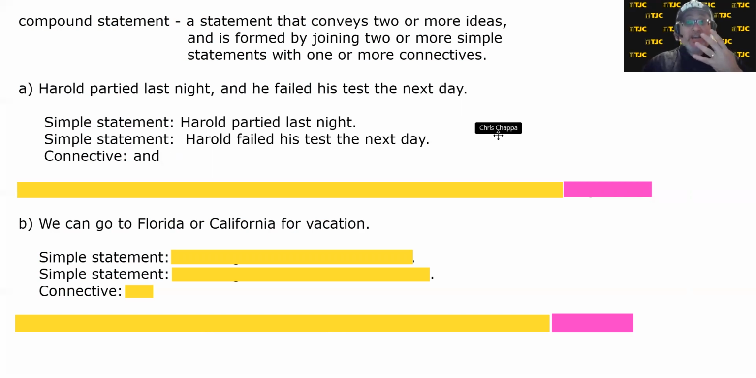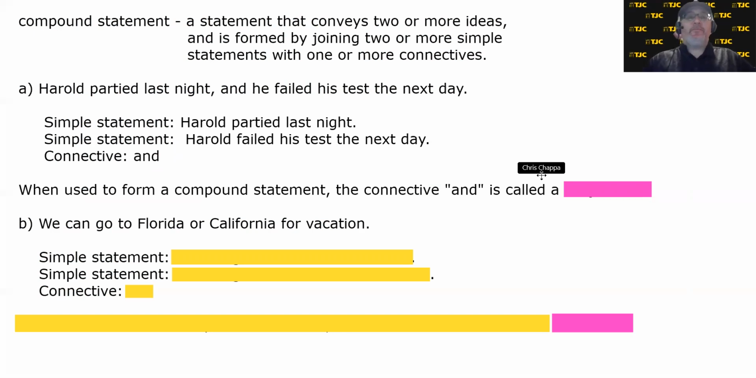And is one of 4 connectives we'll be studying in terms of symbolic logic. So what's under here? A definition. When used to form a compound statement, the connective and is called a conjunction.